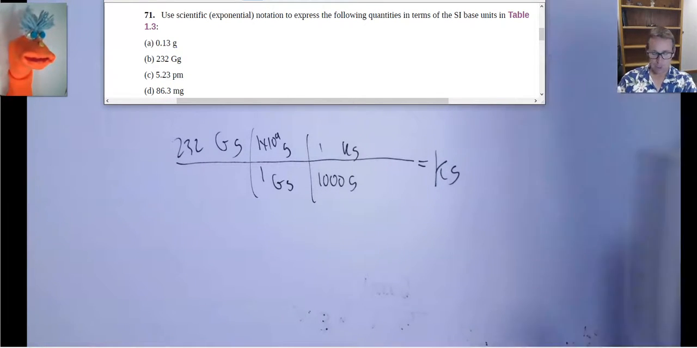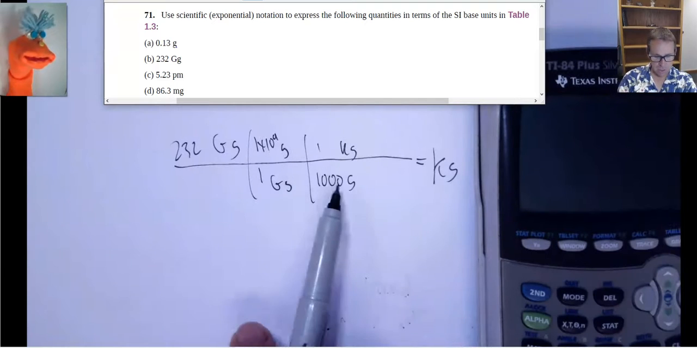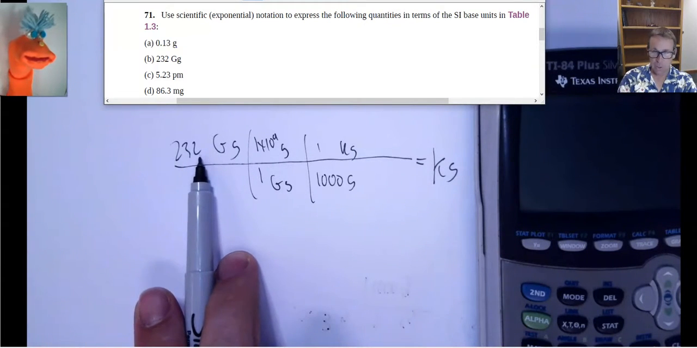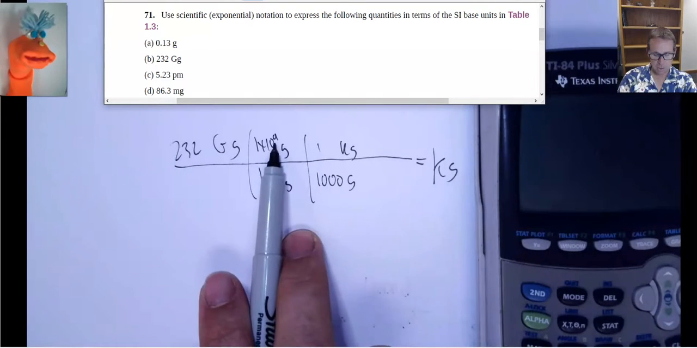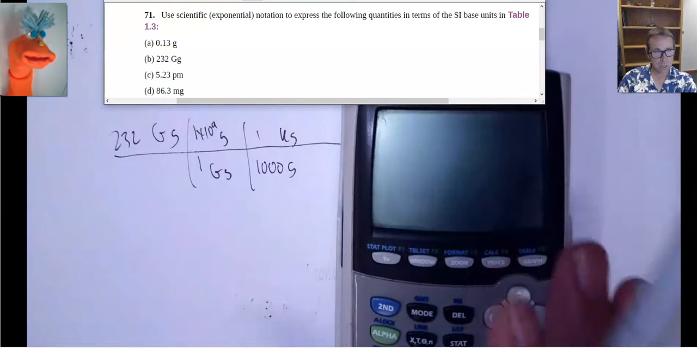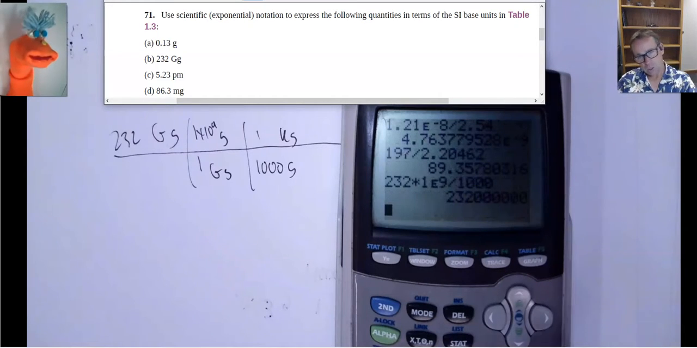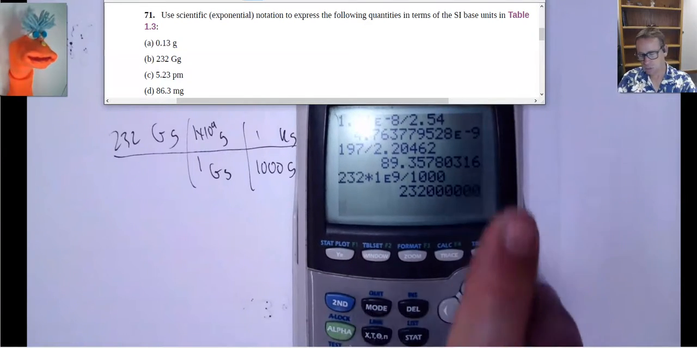All right. So there's a couple ways of thinking of this. There's 9 zeros here, 3. So it's just putting 6 more zeros onto there. If I multiply this by 1 times 10 to the 9th, I'll do it in my calculator so people can see. 232 times, again, we want to write scientific notation the correct way, 1 times 10 to the 9th, divided by 1,000. All right, so we got 232 with those 6 extra zeros.